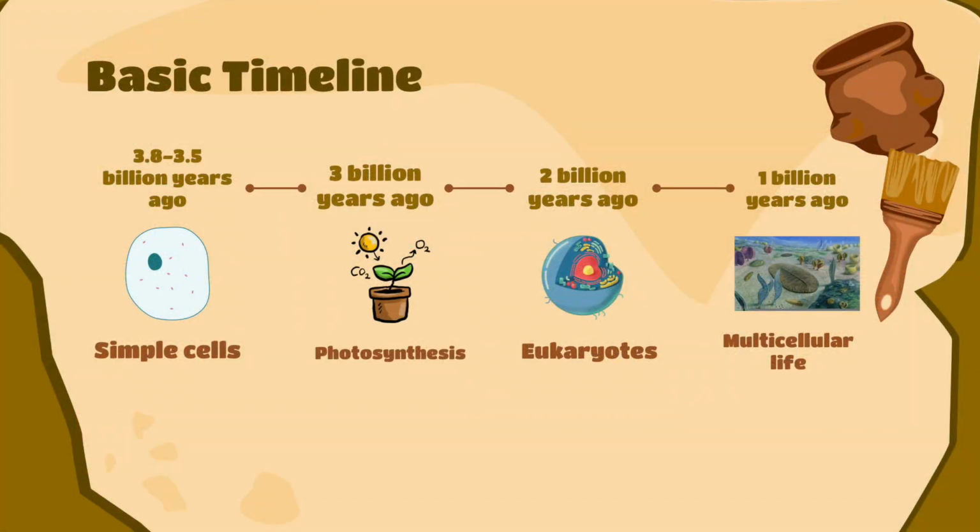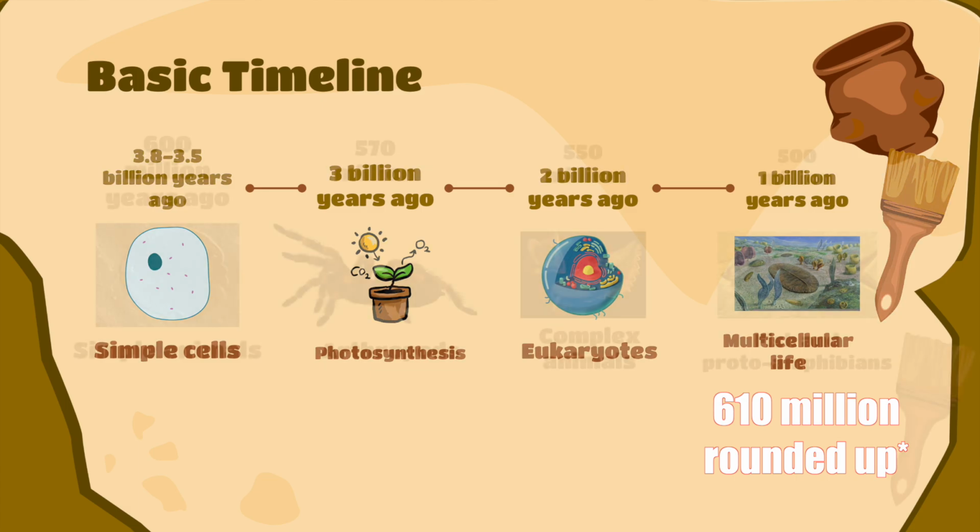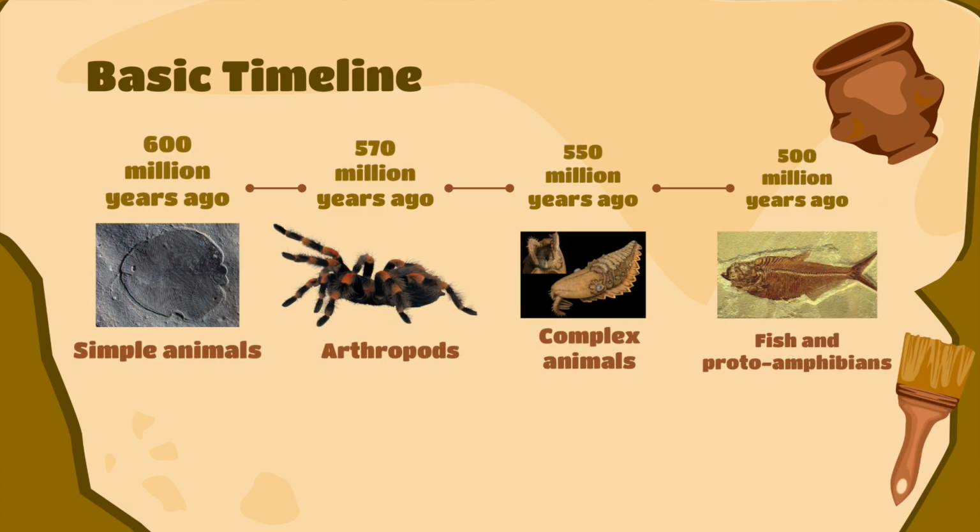So let's go through a basic timeline of life on Earth. 3.8 to 3.5 billion years ago, simple cells formed. 3 billion years ago, photosynthesis started. 2 billion years ago, eukaryotes started forming. And 1 billion years ago, multicellular life formed. 600 million years ago, simple animals formed. 570 million years ago, arthropods formed. 550 million years ago, complex animals formed.